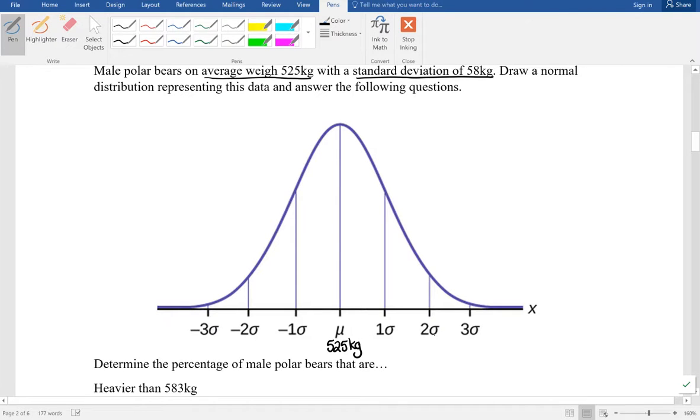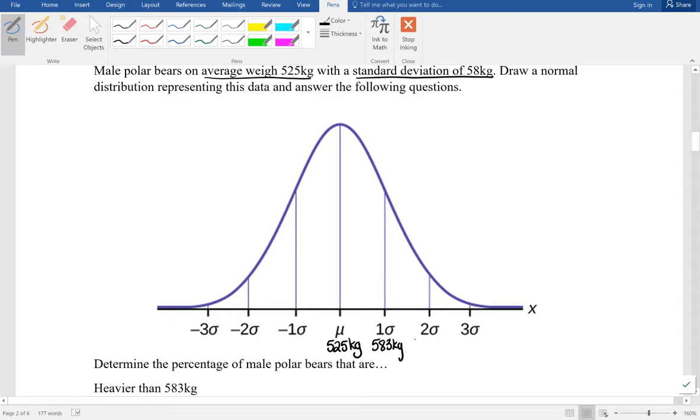Along the bottom of the bell curve, what we notice is that we have the mean right in the middle, and then to the right, we have 1 standard deviation, 2, and then 3. What we're going to do to include the data that we've been given is I'm going to start with the mean, and I'm going to add 58, and that's going to tell me 1 standard deviation above the mean. So what I get there is 583 kilograms.